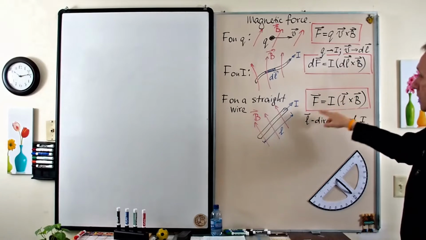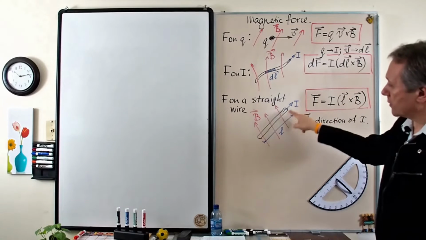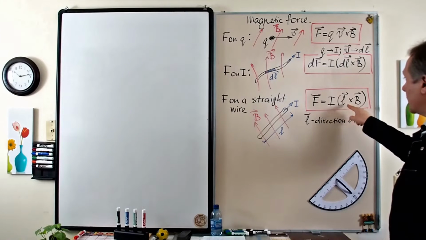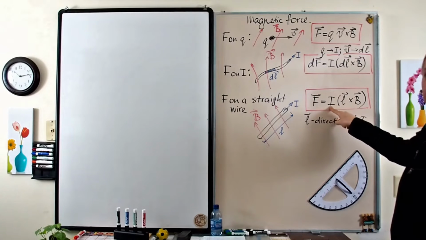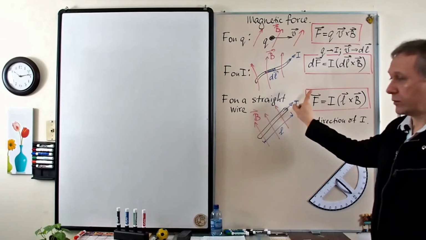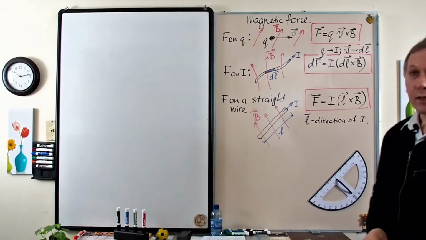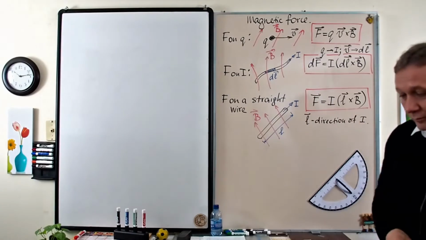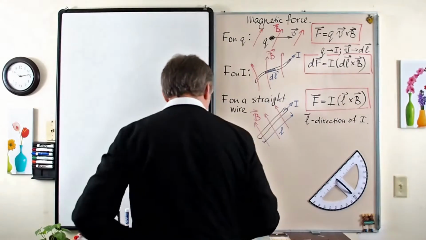The absolute value of L is just the length of the wire, and the direction of L is determined by the direction of the current. Current that way, direction of L also that way. You see what I wrote? The direction of L is determined by the direction of the current.